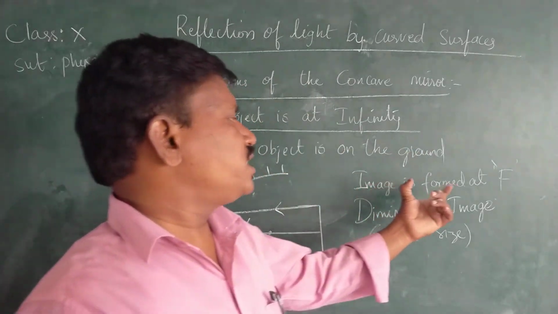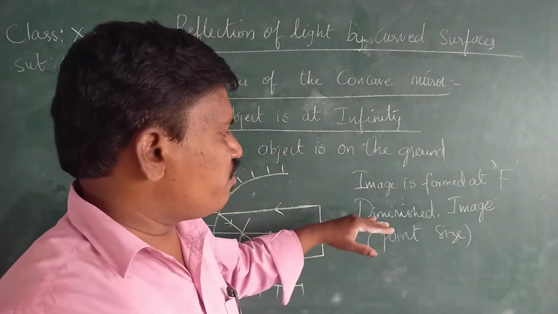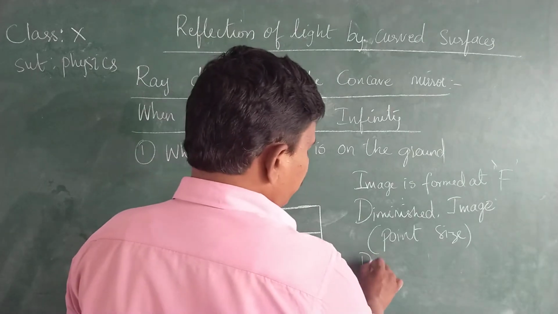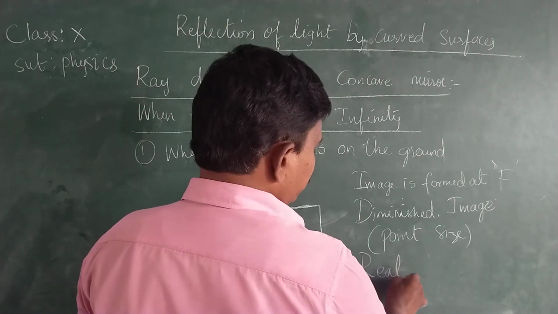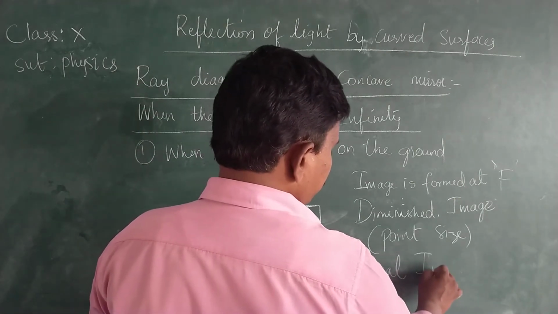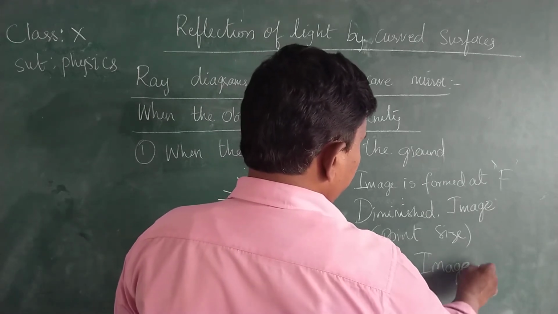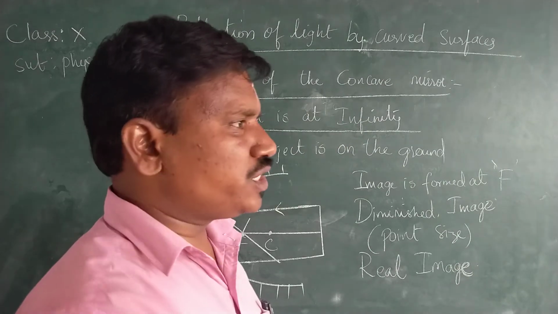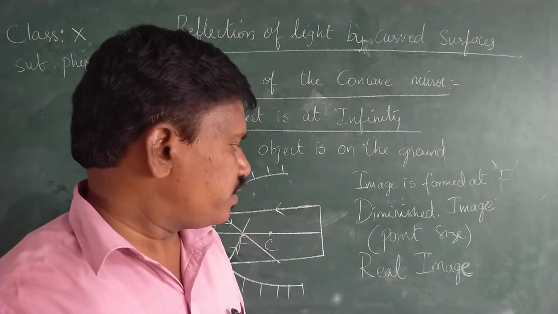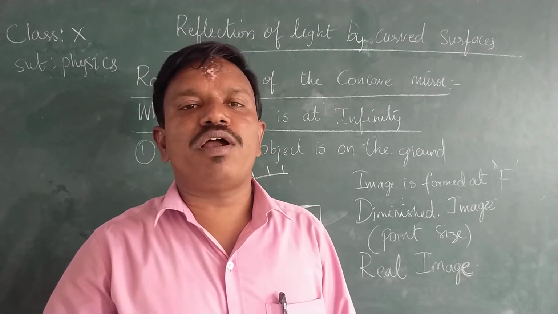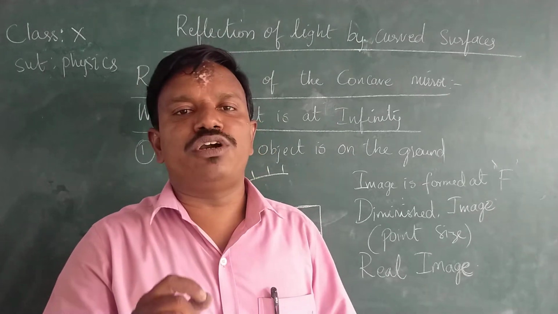Okay, the image is formed at the focal point. It forms a diminished image. Okay, it forms a real image. Real image means it can be caught on a screen. It can be captured on a screen.